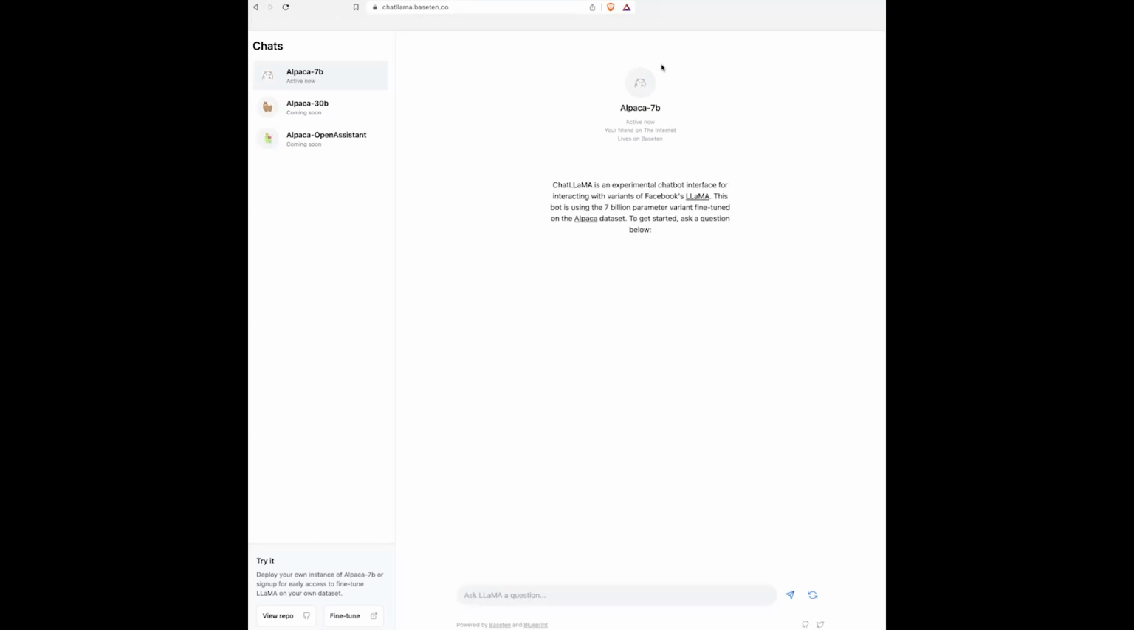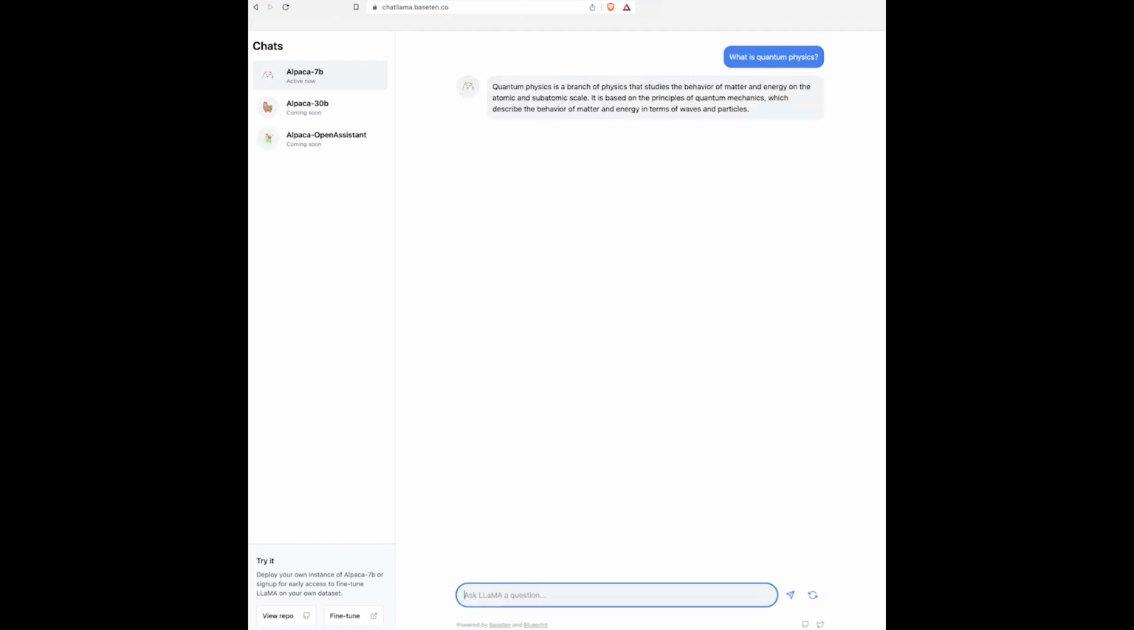So this is ChatLLaMA. It's essentially an interface that's inspired by Facebook Messenger, and you can just start asking it questions, like, what is quantum physics? And then in the background, it's talking to this trained language model and generating this response.